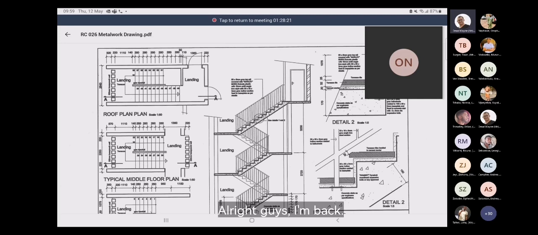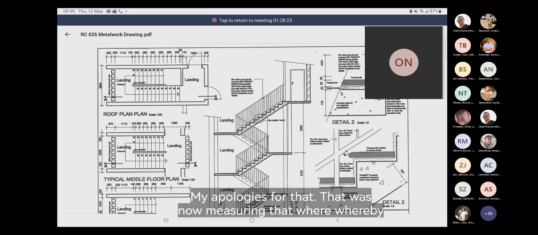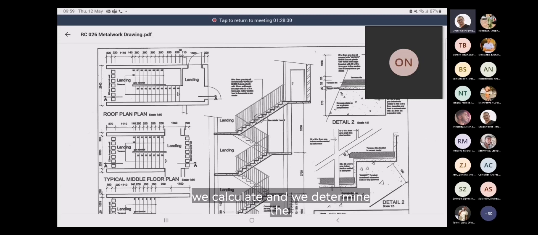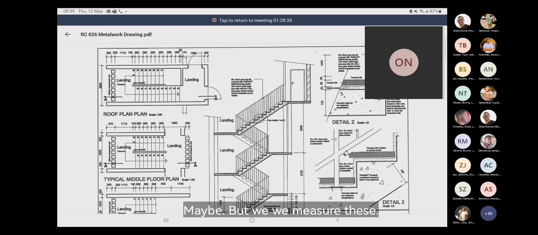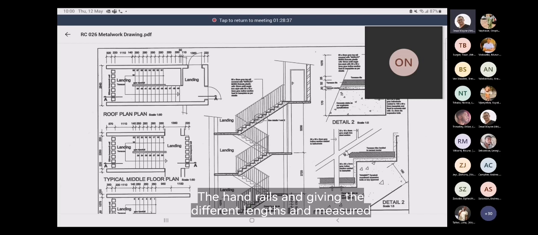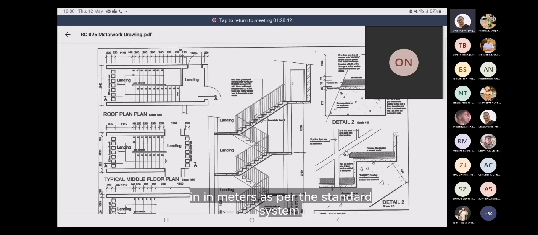Right, guys, I'm back. My apologies for that. That was now measuring that whereby we calculate and determine whereby we measure the handrails and give the different lengths, measured in meters as per the standard system.